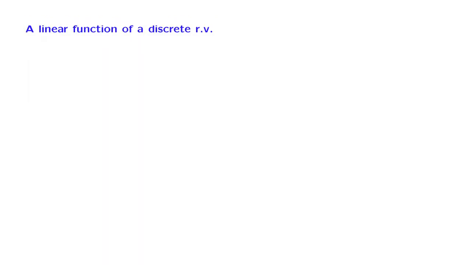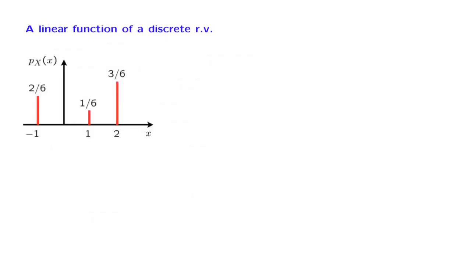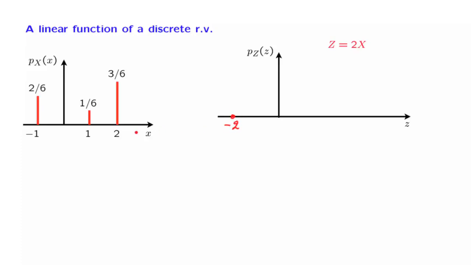Let us now look into the special case where we have a linear function of a discrete random variable. Suppose that x is described by the PMF shown in this diagram, and let us consider the random variable z, which is defined as 2 times x. We would like to plot the PMF of z. First, let us note the values that z can take. When x is equal to -1, z is going to be equal to -2. When x is equal to 1, z is going to be equal to 2, and when x is equal to 2, z is going to be equal to 4.